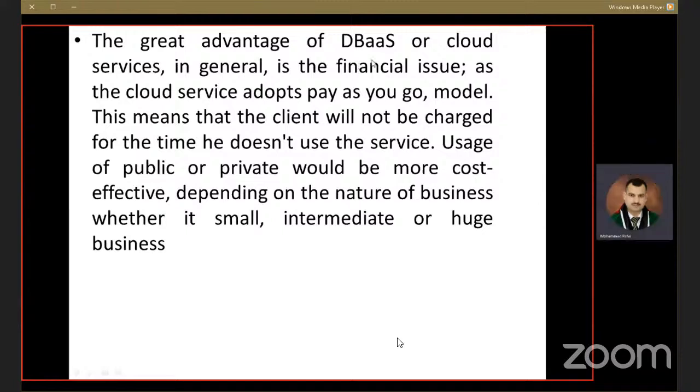The great advantage of database as a service, or cloud services in general, is the financial issue, as the cloud service adopts a pay as you go model. This means that the client will not be charged for the time he doesn't use the service. Usage of a public or private cloud would be more cost effective depending on the nature of the business, whether it's small, intermediate, or huge.